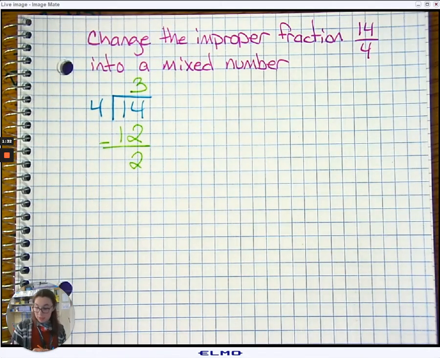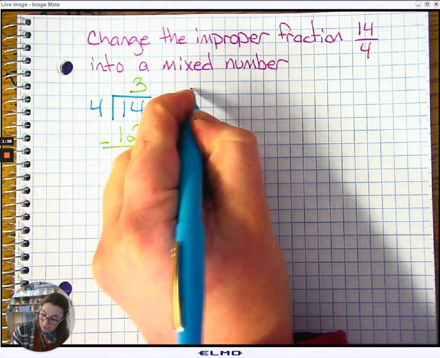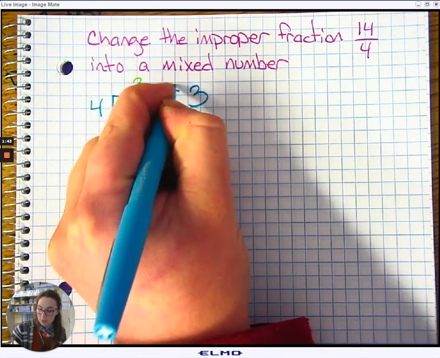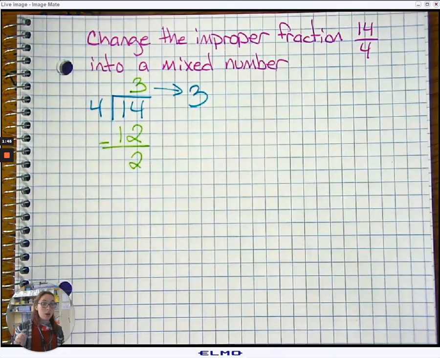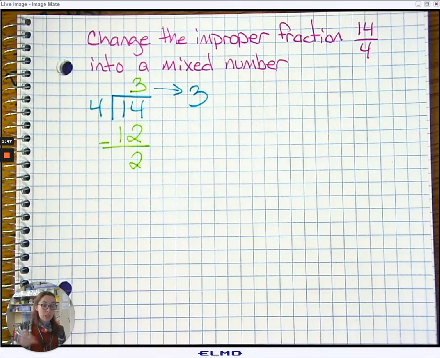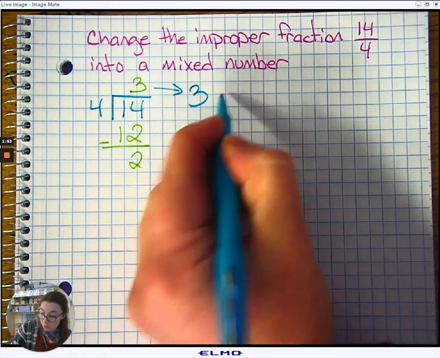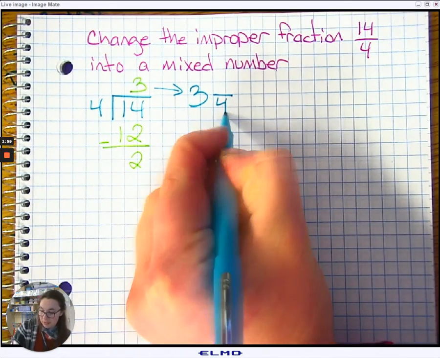How many times does 4 go into 14? This is how many wholes we have, and that was 3. So 3 is going to be our whole number. That goes there. Now, the denominator of the fraction isn't going to change. The denominator of the fraction stays the same, so 4 stays the same.